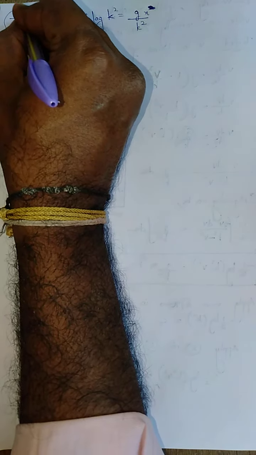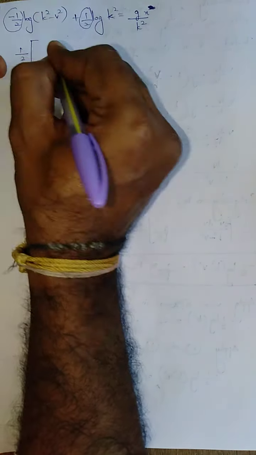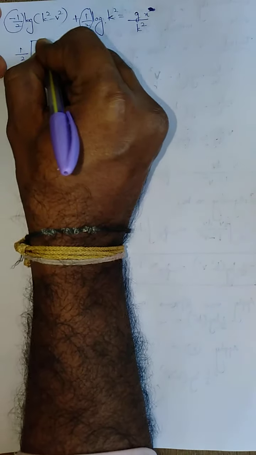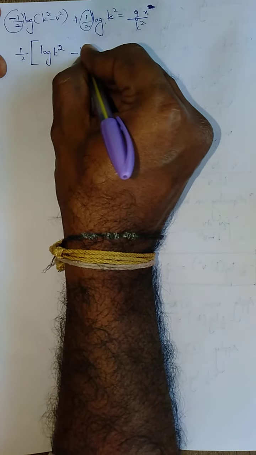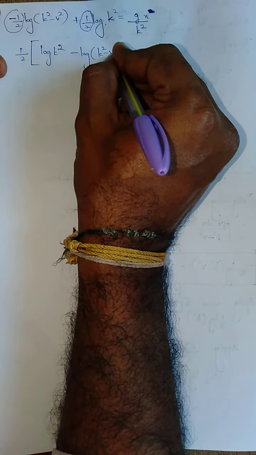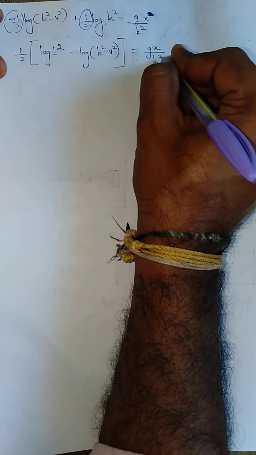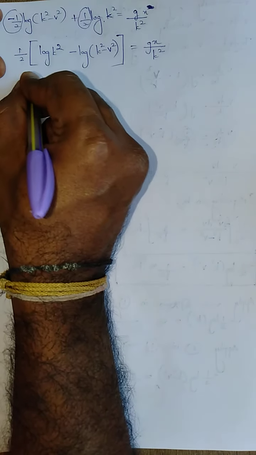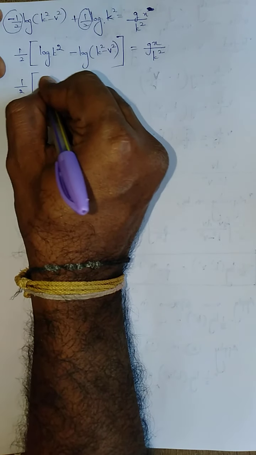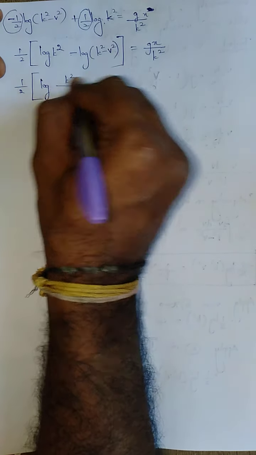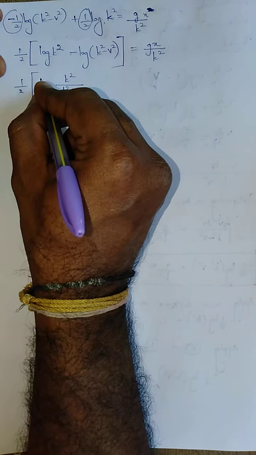So what is common here? 1 by 2 is common. Take 1 by 2 outside. Taking 1 by 2, first I will write this one, because this is a plus value: minus log k square minus v square, plus log k square. Close the bracket, gx by k square. So 1 by 2, open the bracket. What is the formula? Log a minus log b is nothing but log a divided by b.